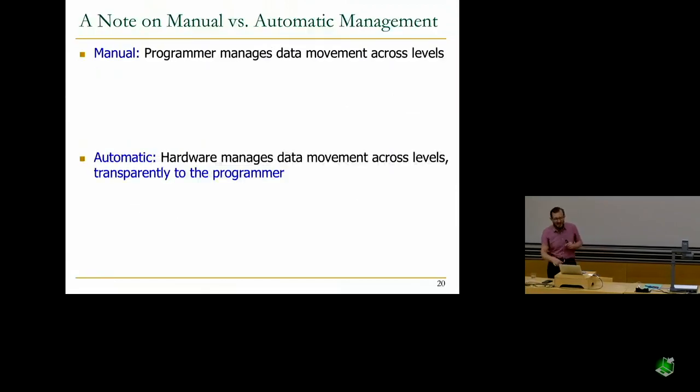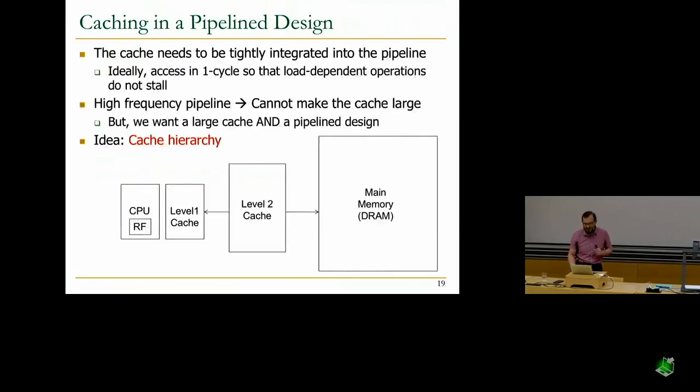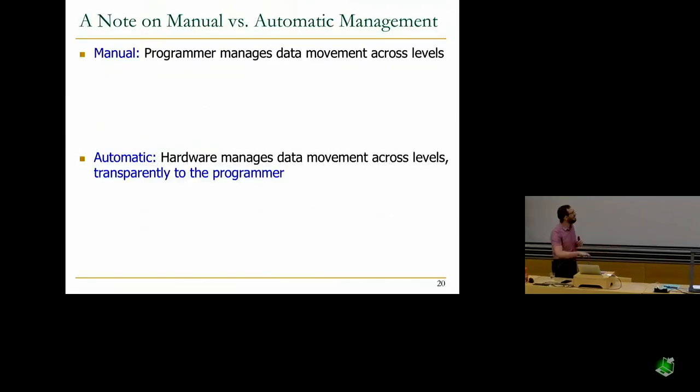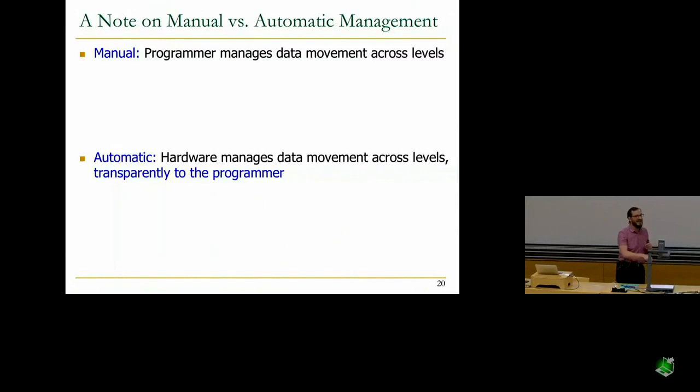Let's talk about how you manage this cache hierarchy or caches in general. There are two ways of managing them, clearly. One is manual. The programmer manages the data movement across the levels. The programmer basically says, please move the data from main memory to cache. Please move the data from L2 cache to L1 cache.